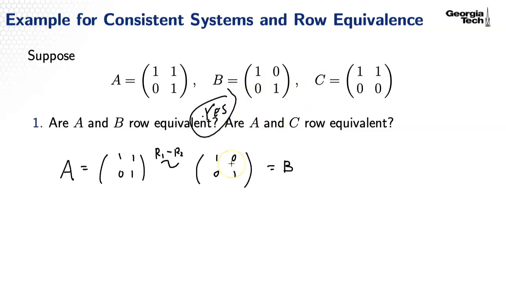Are A and C row equivalent? No. I would need to multiply the second row of A by 0, and multiplying a row by 0 is not a row operation. Remember, row operations: I can multiply a row by a non-zero number. I can add a multiple of a row to another row, and I can swap rows. And in no way could I multiply a row by 0. So A and C are not row equivalent.